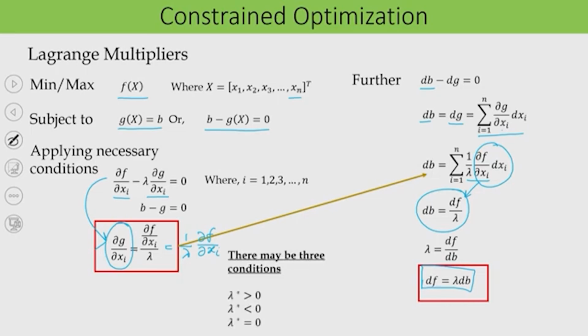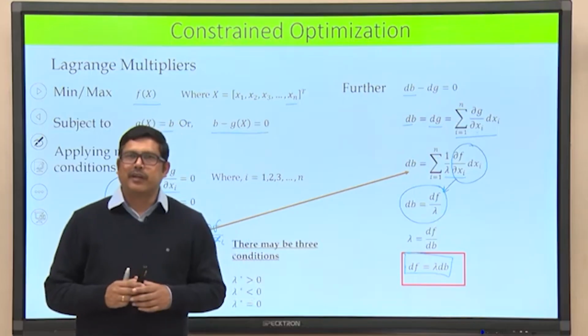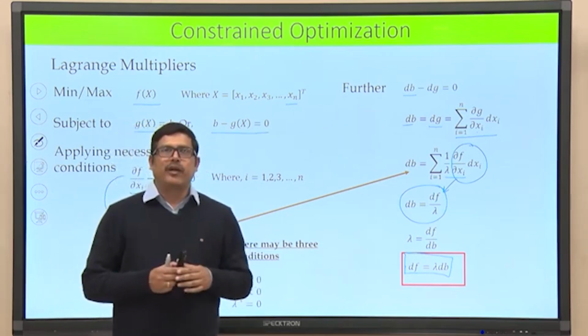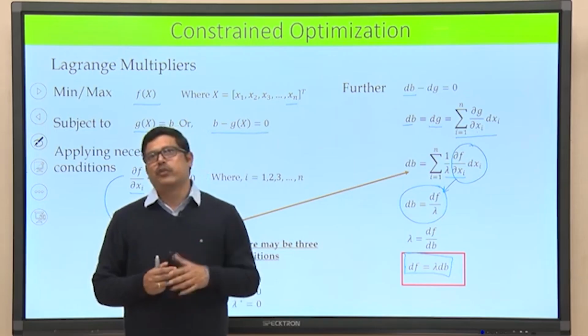Now, there are a total of 3 conditions: lambda may be greater than 0, lambda may be less than 0, and lambda is equal to 0.